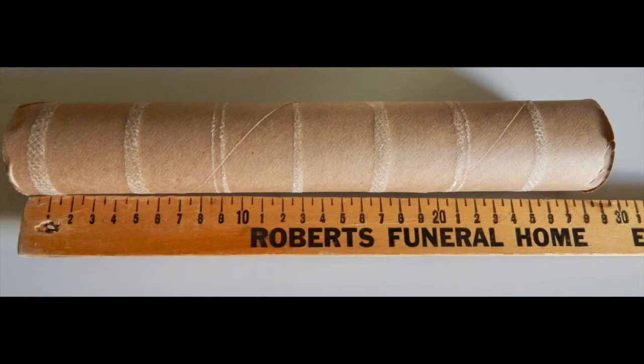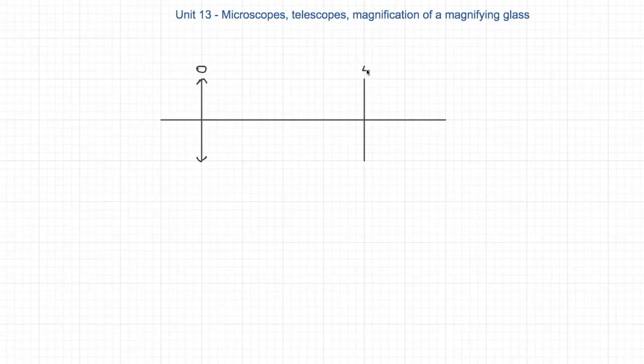I have here a paper towel tube that measures 28 centimeters in length. I do apologize for the morbid advertisement on the ruler, but this is the only metric ruler that I could find. You have to wonder what body parts the mortician is using this ruler for on the job. But I'm going to use this towel tube as a telescope.